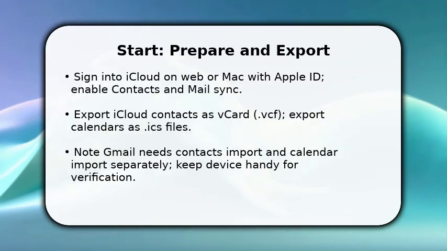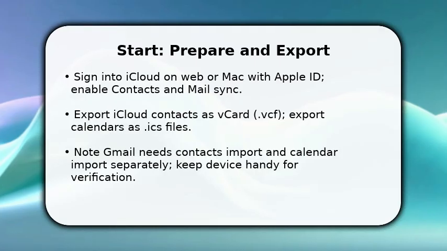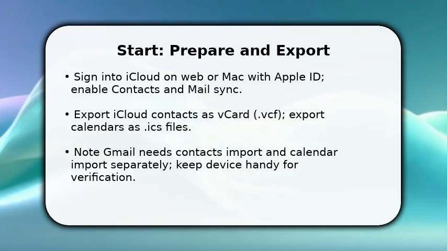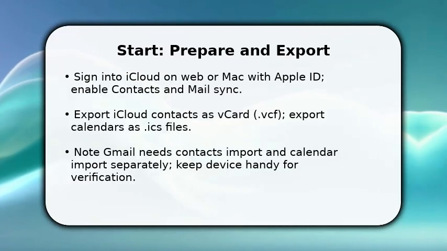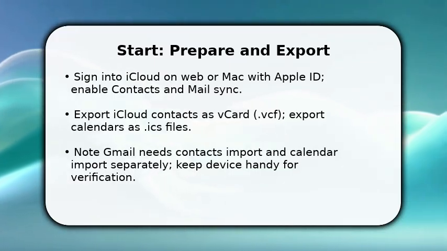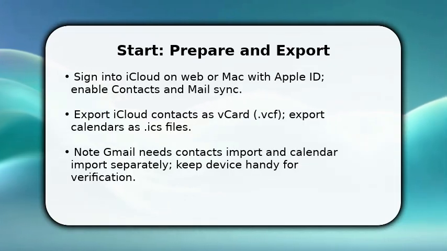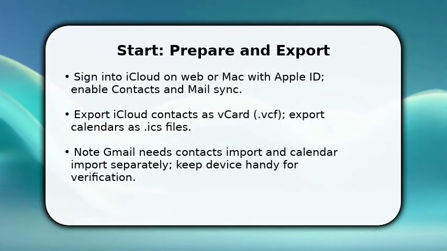You begin by signing into iCloud and making sure contacts and calendar are synced to iCloud. Once done, export contacts as a vCard, VCF, and export calendar events as ICS. You do this because Gmail imports contacts and calendars separately. That separation avoids duplication. Make sure you have your Gmail credentials ready and a stable connection.